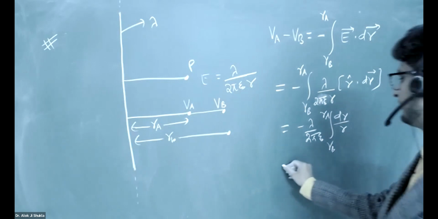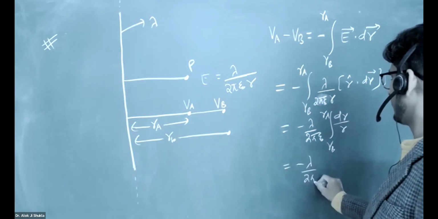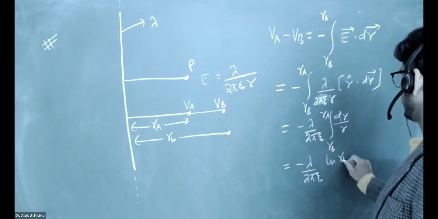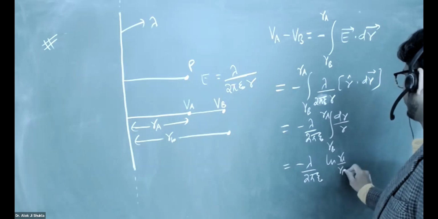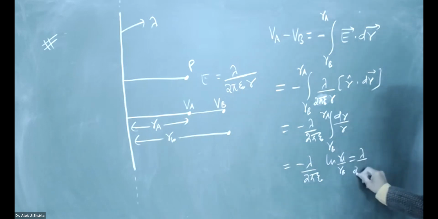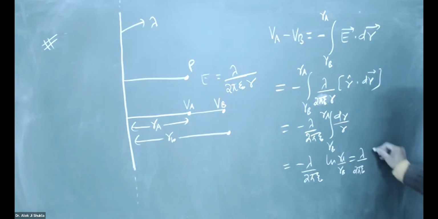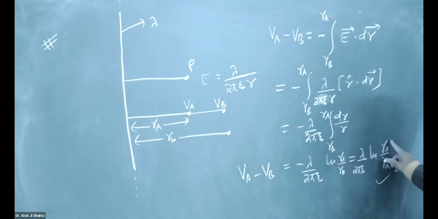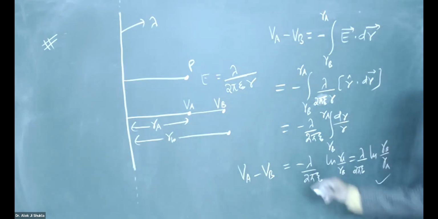So what it will become? Minus lambda by 2 pi epsilon naught. This will become log of r. So log of ra by rb. And if you take minus sign inside, it will become lambda by 2 pi epsilon naught ln of rb by ra. This will become the potential difference between VA minus VB. This quantity will be positive, so that's why VA is greater than VB.